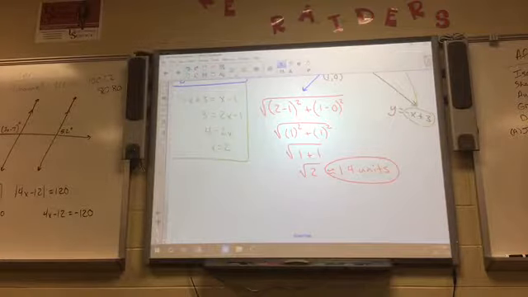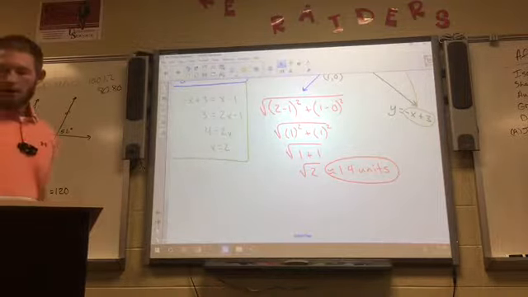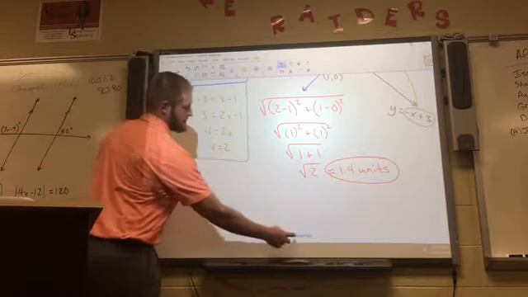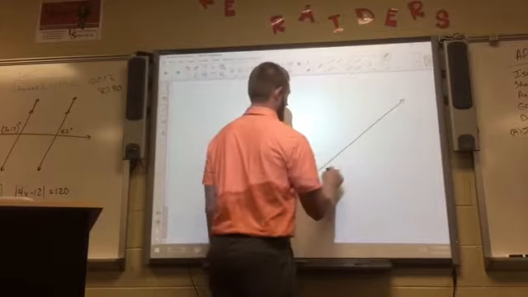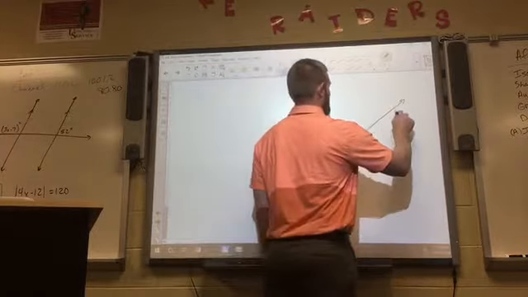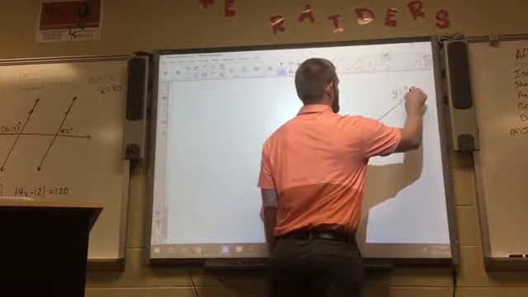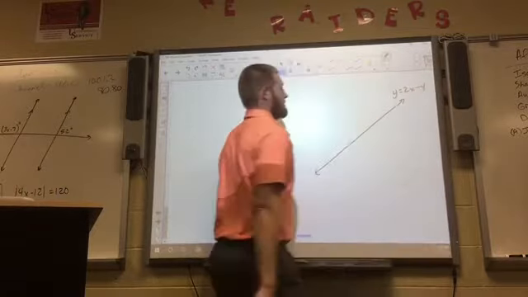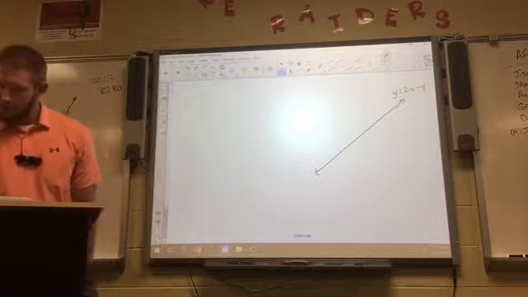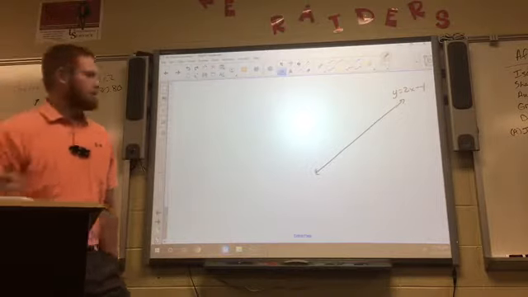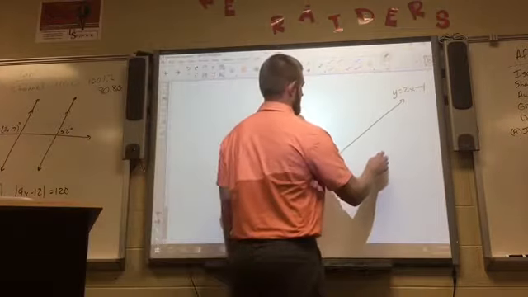Okay, let's do one more of those. So let's try, I'm finding the distance from the line y equals 2x minus 4 to the point (6, -2).